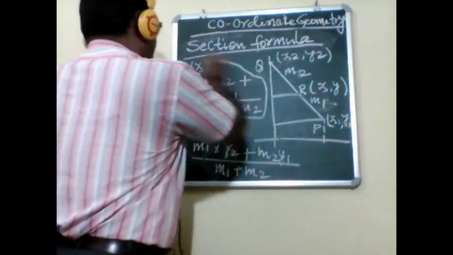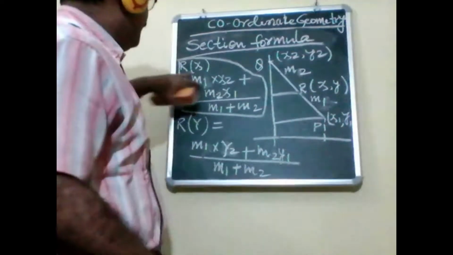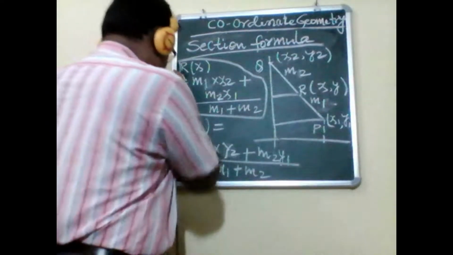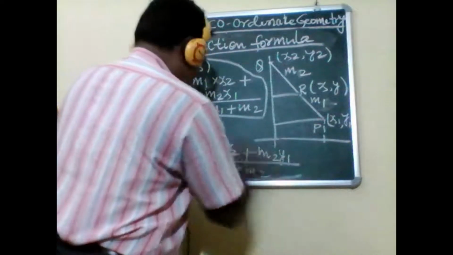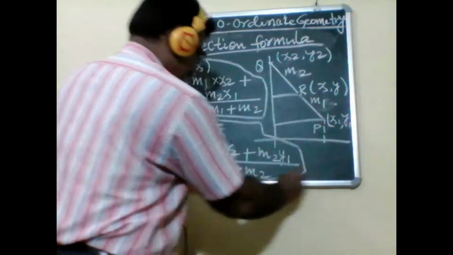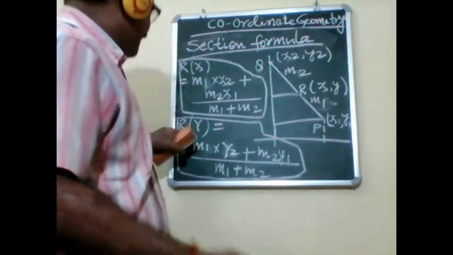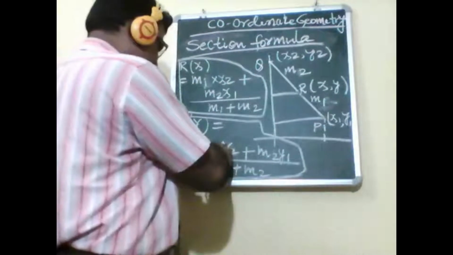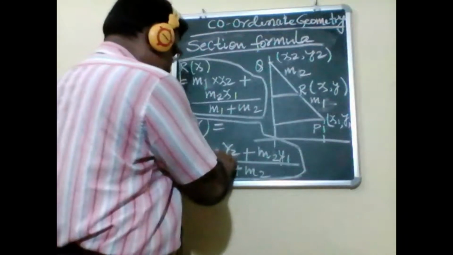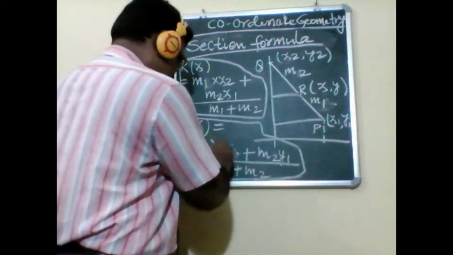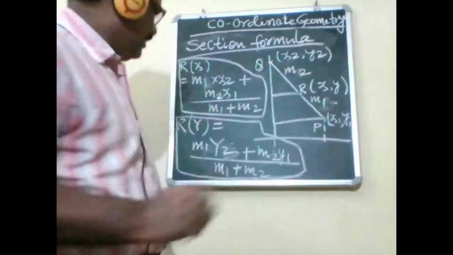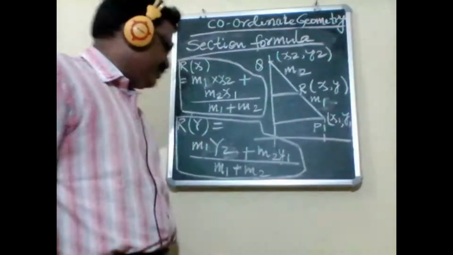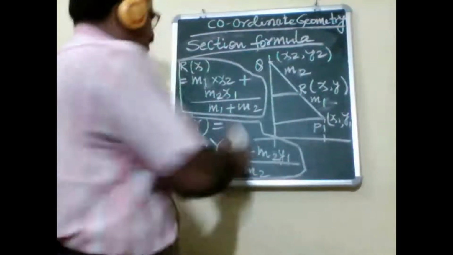The x coordinate of R can be found by m1 x2 plus m2 x1 divided by m1 plus m2, and in the second one also we can find the y coordinate at point R, that is m1 into y2. It is not essential to write the multiplication sign, you can write it or not. m1 y2 plus m2 y1 divided by m1 plus m2. One question, you think for this one.